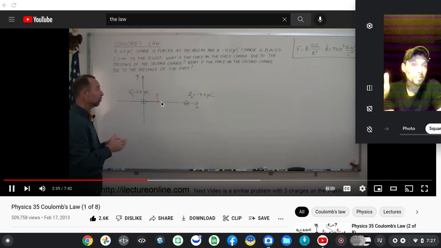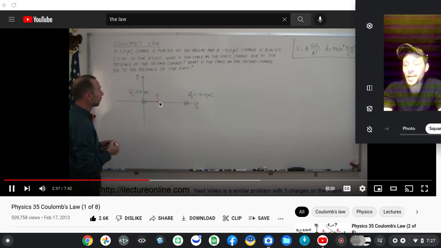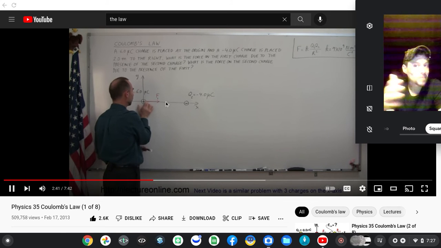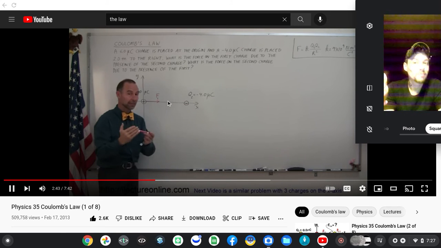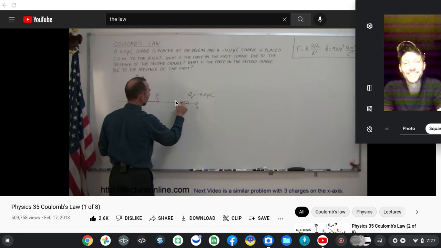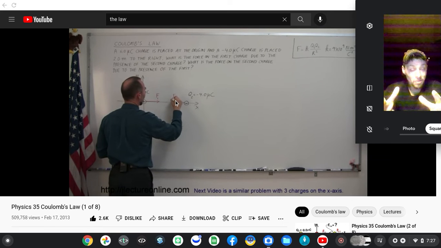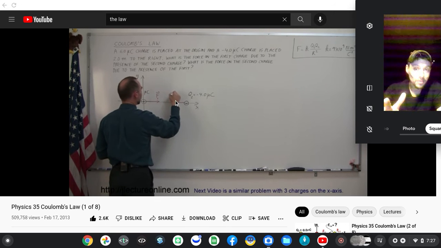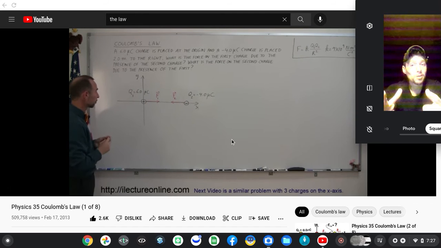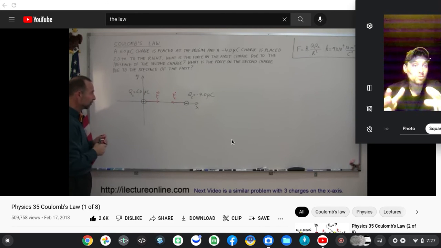Since we also have to find what the force is on the second charge, we go to this charge here and say, well, how does this charge influence that charge? Again, since they're attracted, we could say that it's being pulled towards this charge, so we can draw a force vector this way. Remember, that's F on 2. Since they're vectors, we indicate that they're vectors. Now we have a visual picture of what's going on.